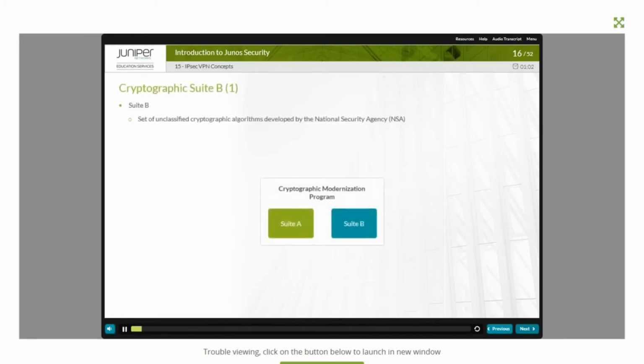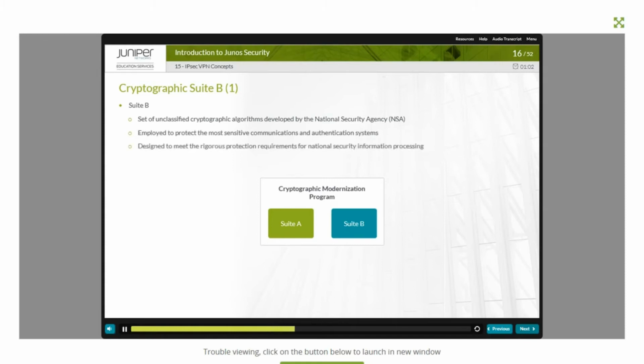Suite B is a set of unclassified cryptographic algorithms initially released by the National Security Agency, or NSA, in 2005 to encourage industry investment in commercial communication security technology. NSA created Suite B as part of its cryptographic modernization program, while preserving its unpublished Suite A algorithms, which are employed to protect the most sensitive communications and authentication systems.